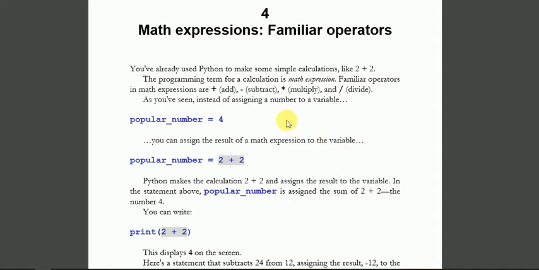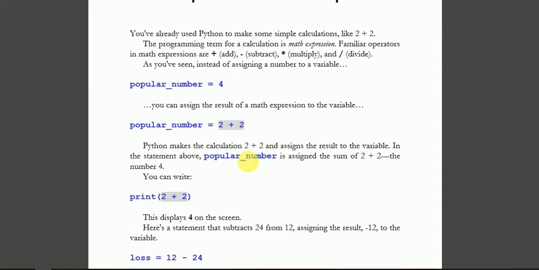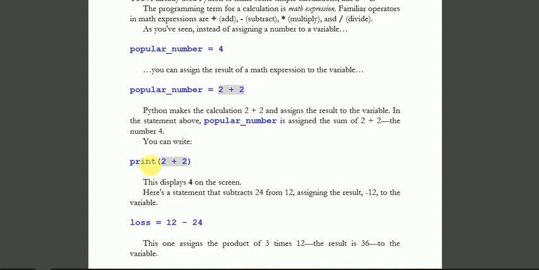So here are the expressions, and these are familiar operators. Definitely familiar operators. What are they? Addition, subtraction, multiplication and division. So, a popular number, they have taken a popular number, 2 plus 2. What does it mean? If you only take 4, no matter. If you take 2 plus 2, it's not going to affect anything. And one more thing, if you write 2 plus 2 in a print function, it's not going to affect anything.